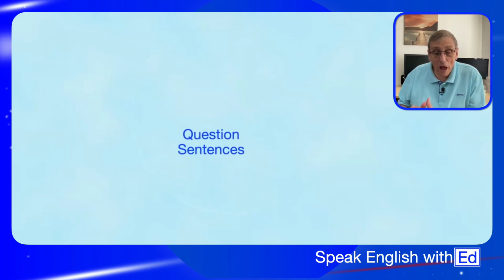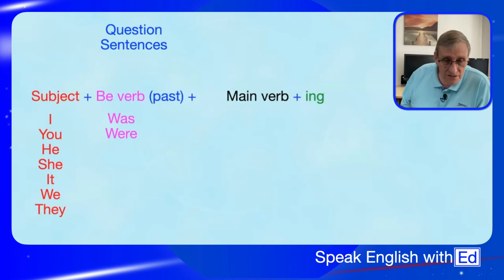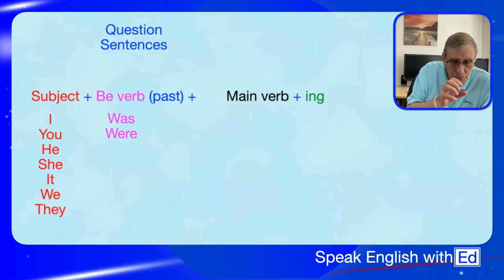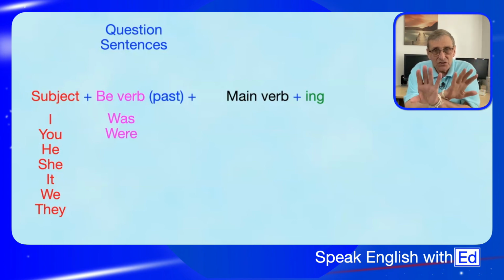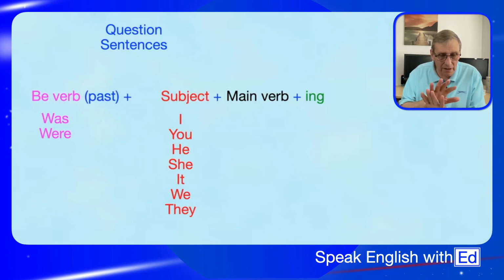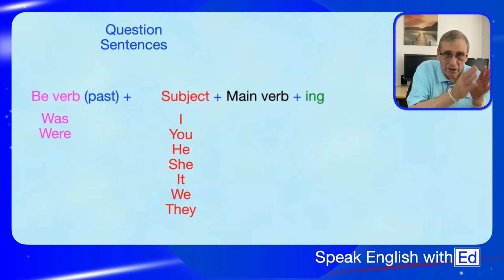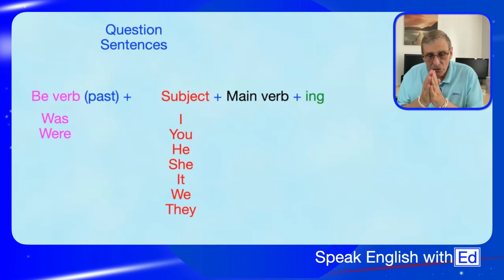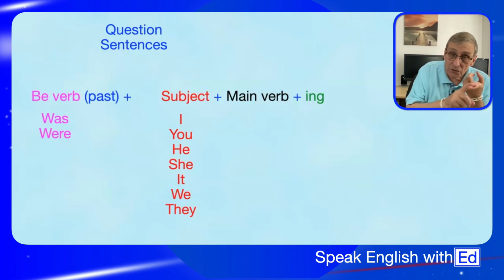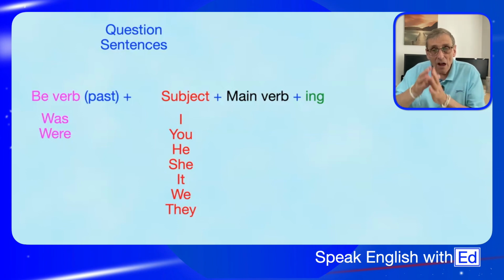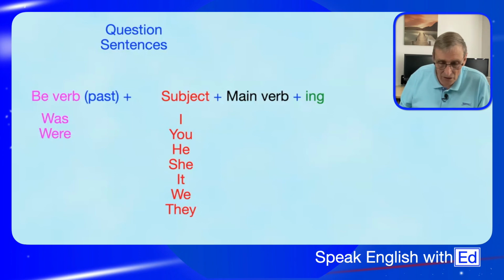Okay, so question sentences. What we've got to do here is we've got to change round the subject and the be verb, right? We've got to change positions of these round. So what you've got to do here is change the subject. The be verb must come first and the subject comes afterwards. You still need to use the correct be verb with the correct subject, but you change the order of them, and then you add the main verb plus ing at the end.